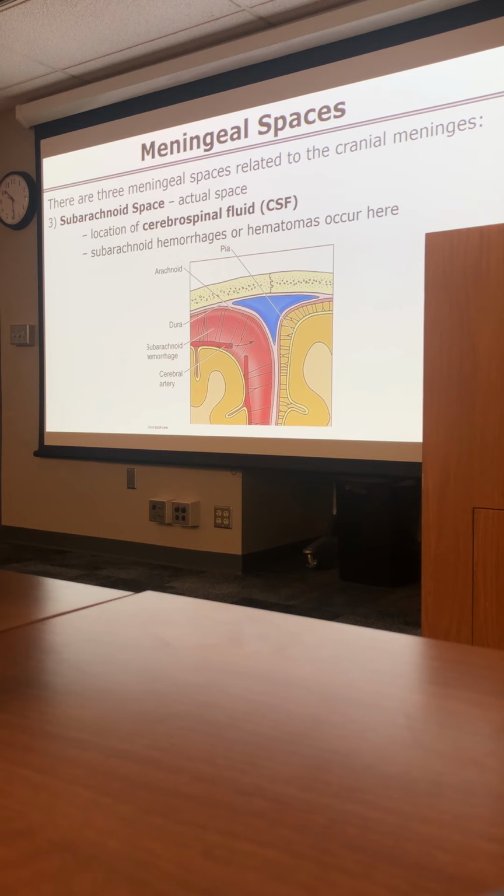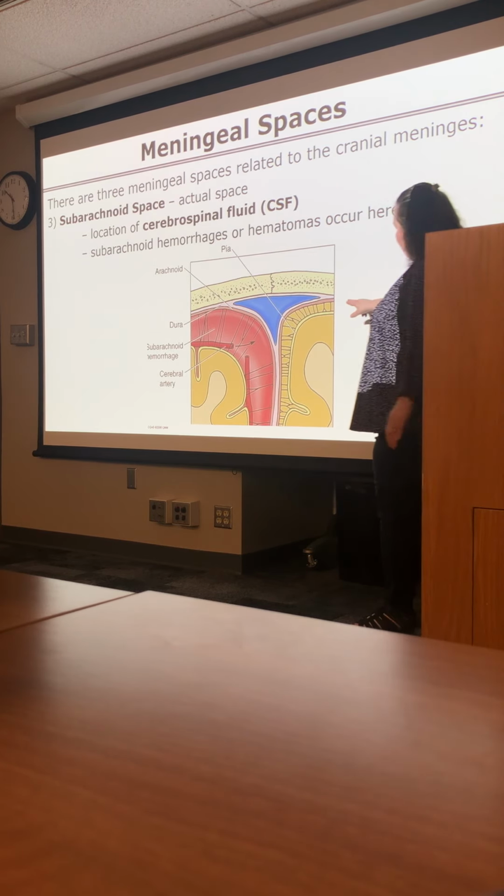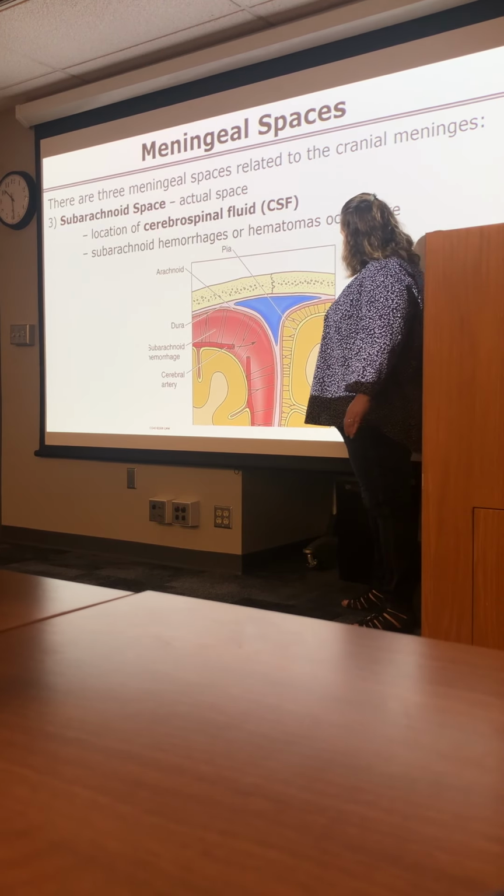The last space is the subarachnoid space. It's the space between the arachnoid mater and the pia mater. So here we have our arachnoid mater. Here we have our pia mater.